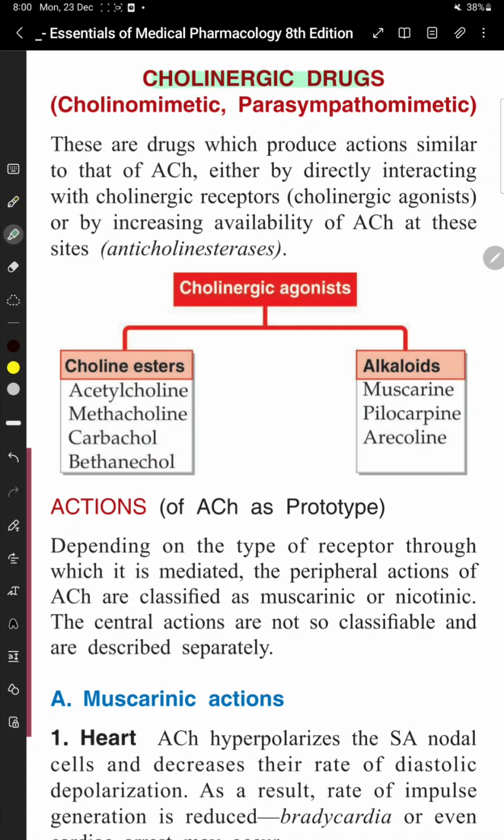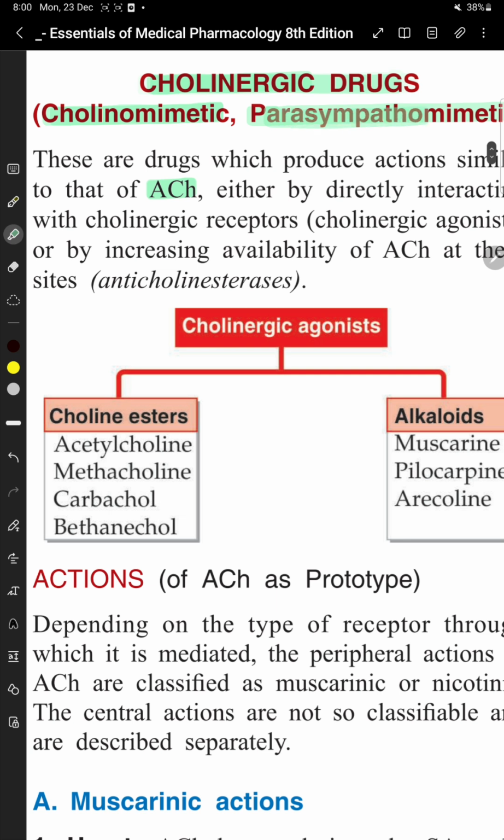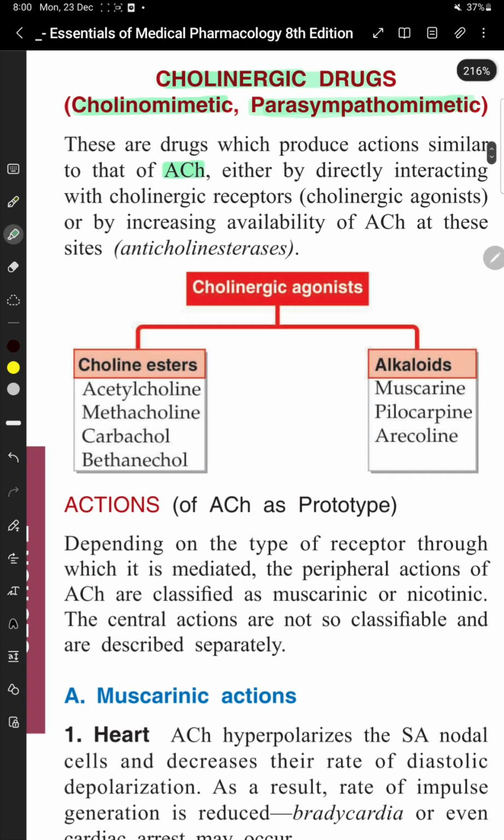Cholinergic drugs, or cholinomimetic, also known as parasympathomimetic. These drugs will produce action similar to that of acetylcholine. There are two categories of cholinergic drugs.